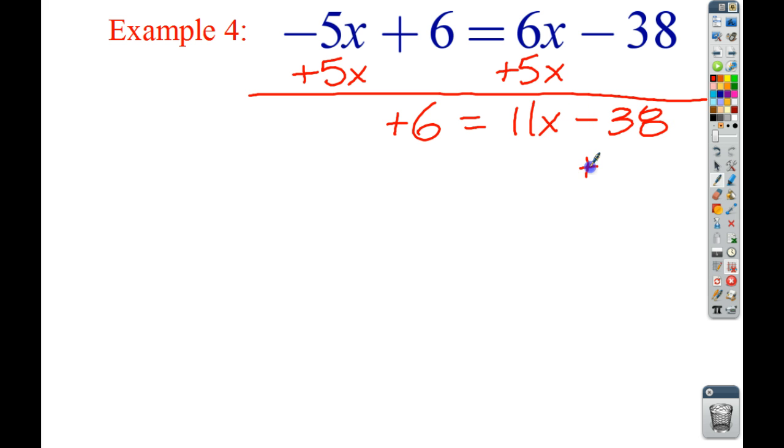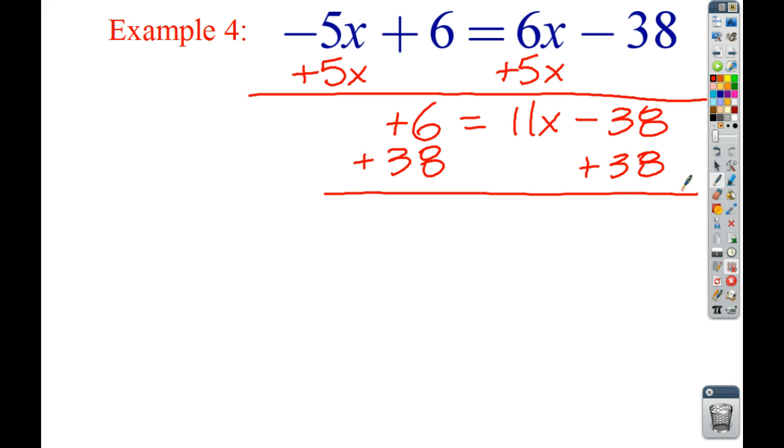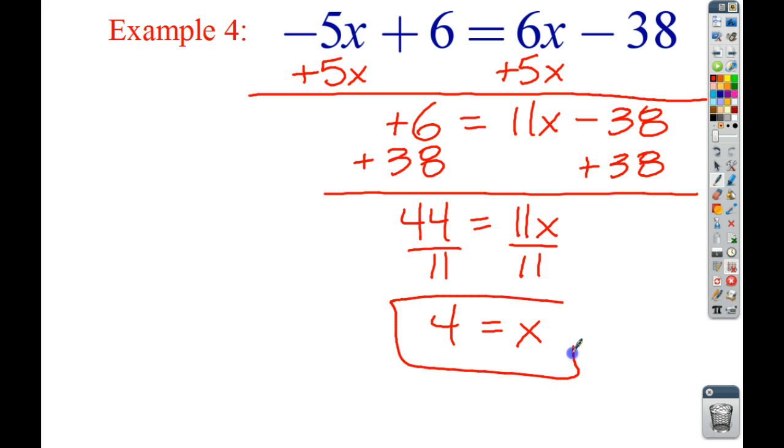Okay. Next step, add 38 to both sides. Okay. 6 and 38 make 44, and that's going to be 11x. Minus 38 plus 38, that becomes 0. Next step, I will divide by 11, and I get 4 is equal to x.